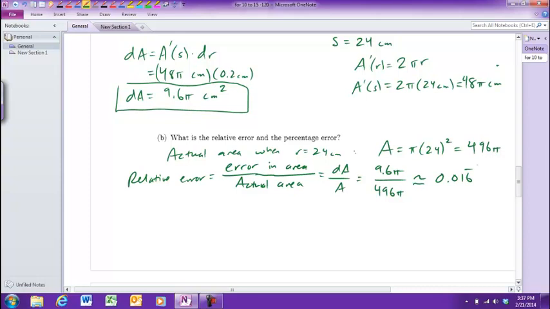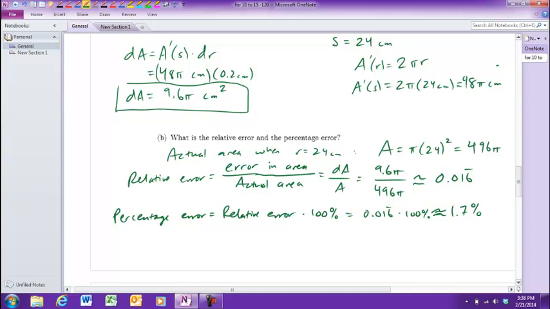And then the percentage error, you just take relative error and you multiply it by 100%. So if we take 0.016 repeating times 100%, that comes out to being approximately 1.7%. I'm rounding up the sixes to just be a 0.017. So what does this mean?